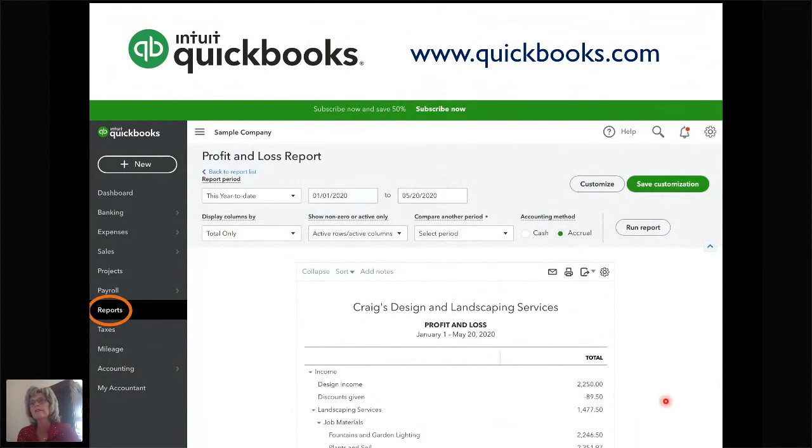And this is what your P&L looks like. You don't get the fancy left to right like I liked with Wave, but it's still here. Got your income, different types of income, and it just goes down from there. We can't see that whole screen here, but it just kind of gives you a snapshot. That's what QuickBooks looks like.